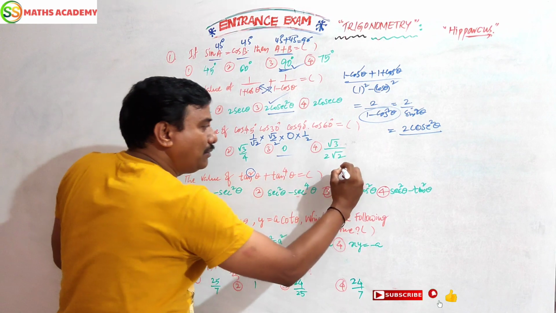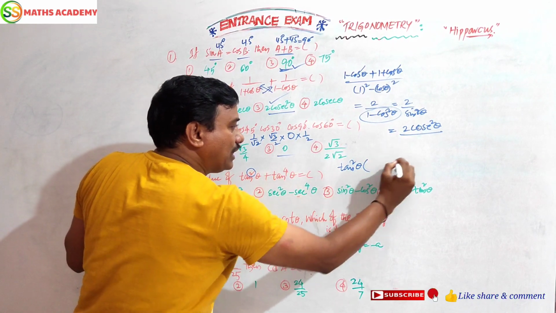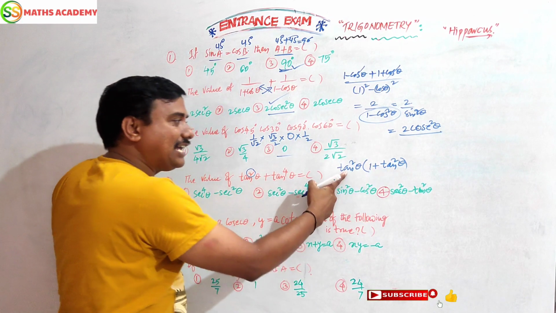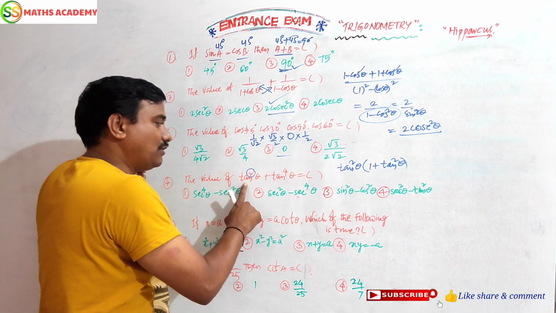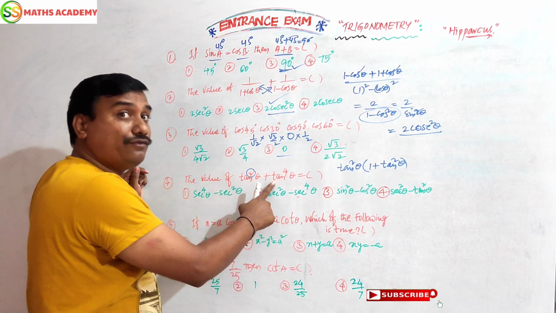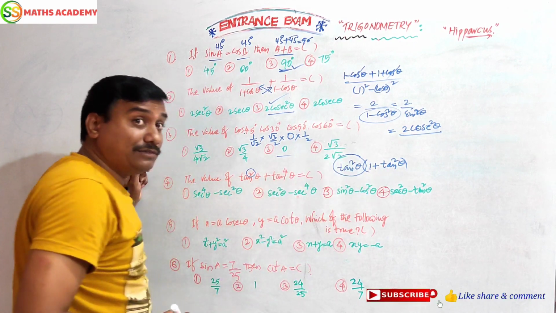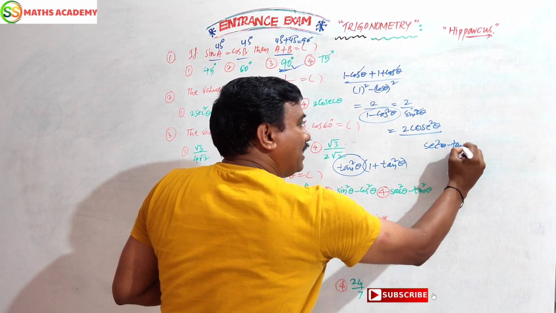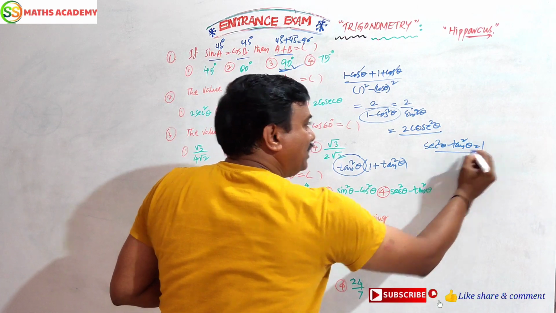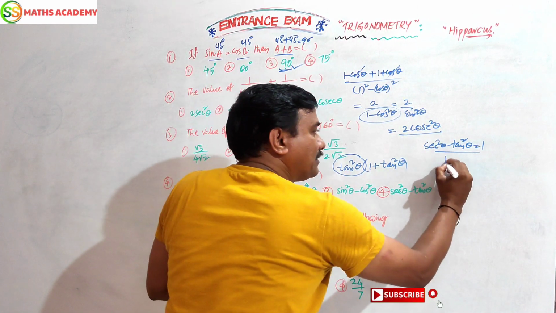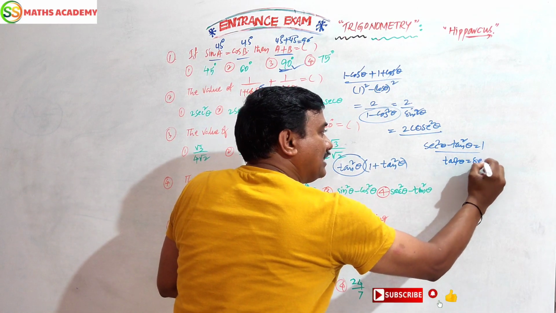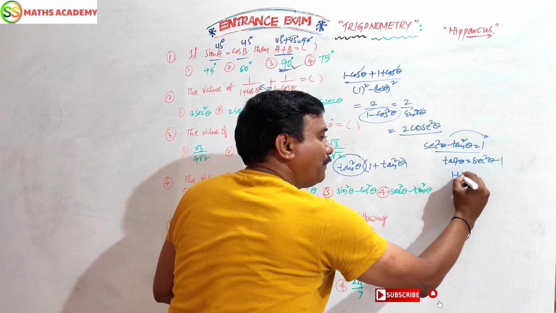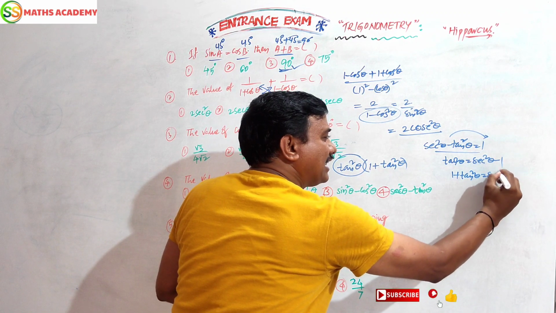Next, the value of tan square theta plus tan power 4 theta. The smaller power we have to take as common. Tan square theta should be taken common. Then inside we get 1 plus tan square theta. If you take the common, tan square theta into (1 plus tan square theta) gives tan square theta plus tan to the power of 4 theta. You know very well from the second identity, sec square theta minus tan square theta equals 1. From this, tan square theta equals sec square theta minus 1. And 1 plus tan square theta equals sec square theta.